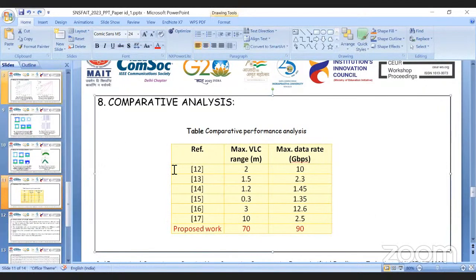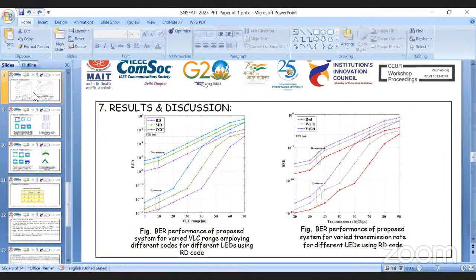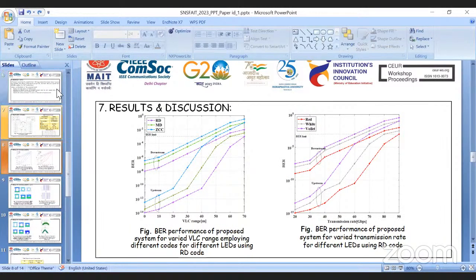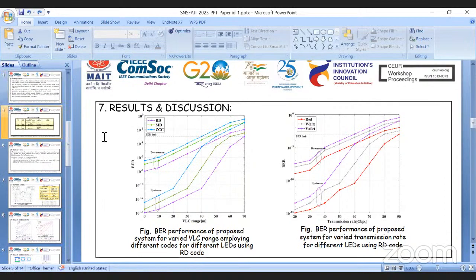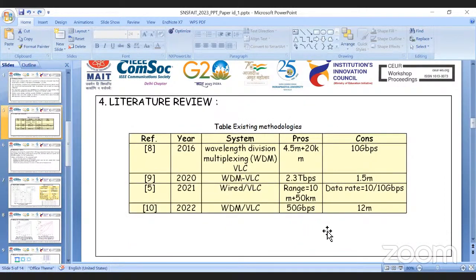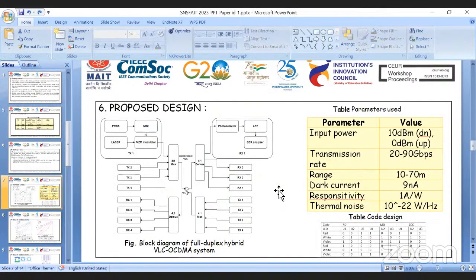Yes, sir. First of all, I analyzed what was not done previously. In the previous work, I have seen they have not used multiplexing techniques. Definitely they have used WDM, but they don't use OCDMA techniques. With OCDMA techniques, we can send the data over long distance transmission with high security. So in my system, I have used the OCDMA techniques with different types of codes.